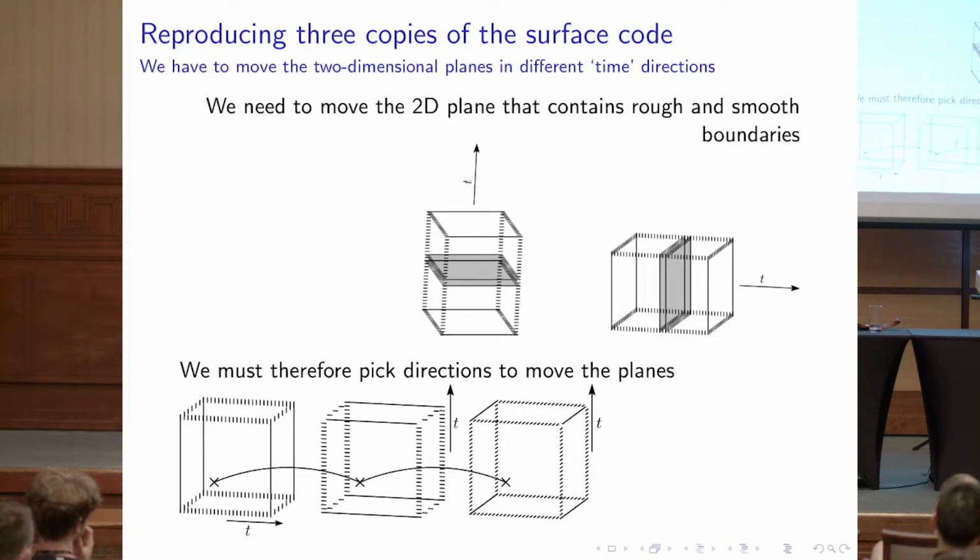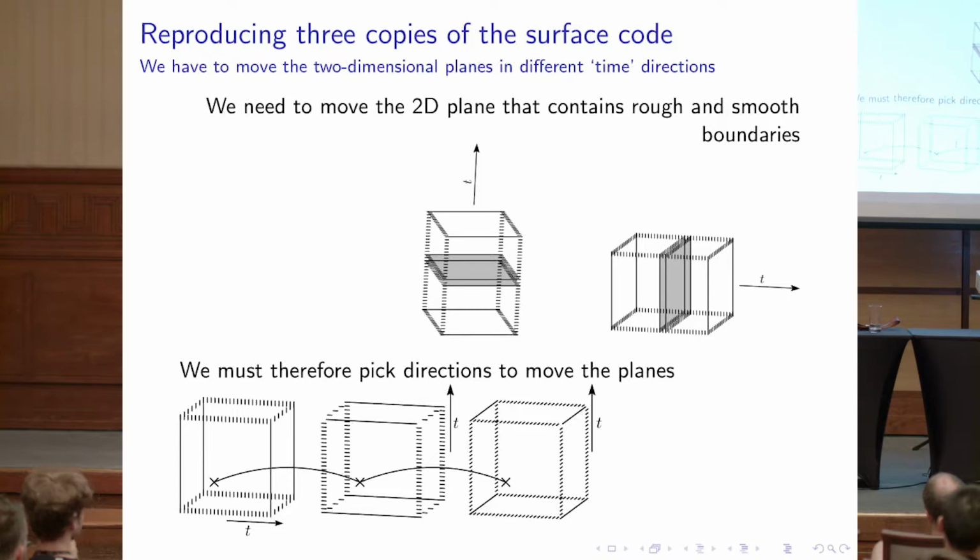So there's an issue. As I said, if we want to move a plane through this block, the plane has to include two rough boundaries and two smooth boundaries. So that limits the direction you can move the plane in.